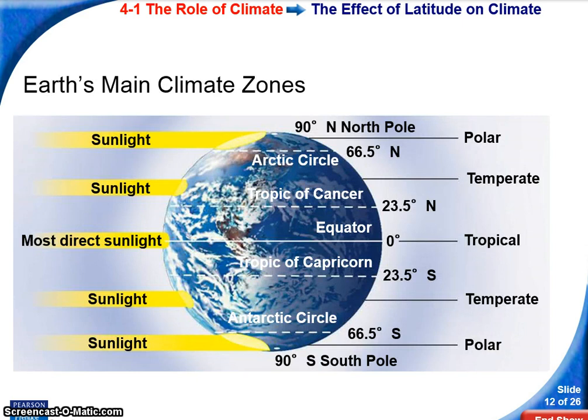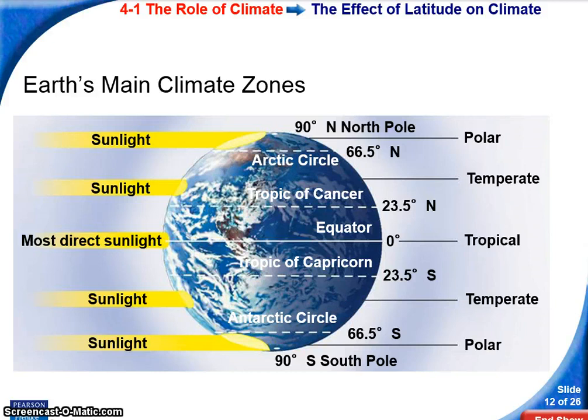And here is what that looks like. As you can see, the most direct sunlight is going to hit around the equator. That's going to be the tropical zone in the middle of the Earth. The temperate zone is going to be above and below that, and that's where it's warm sometimes but cold other times. That's where we live.